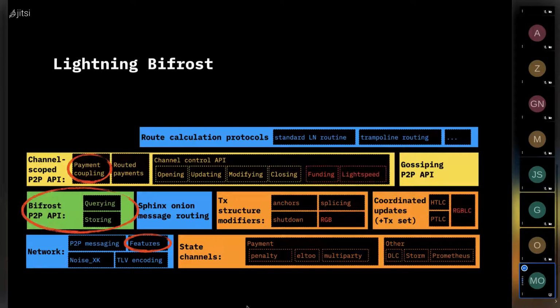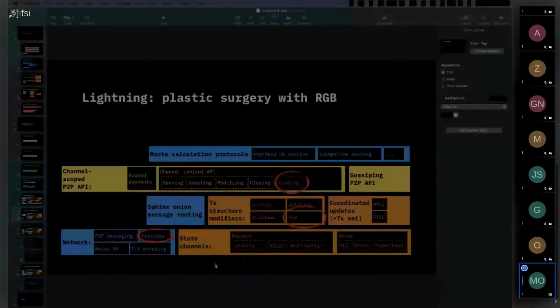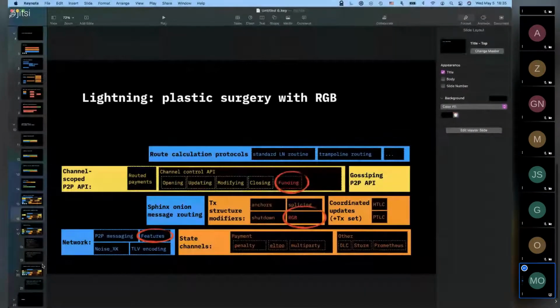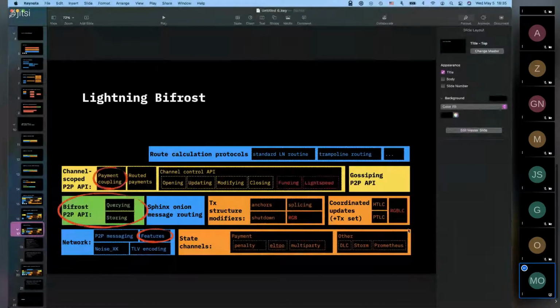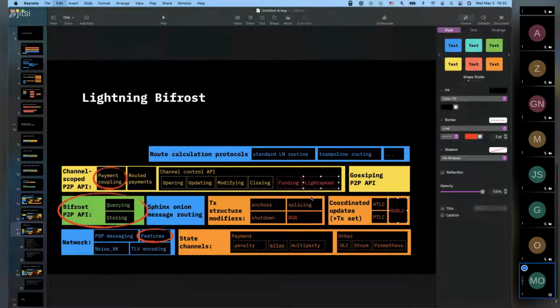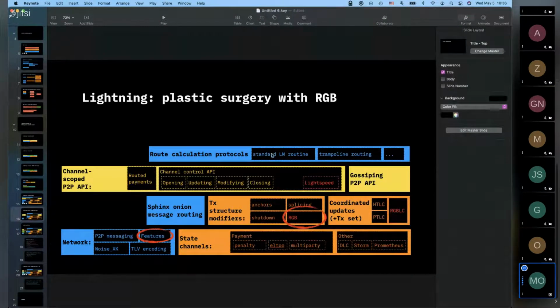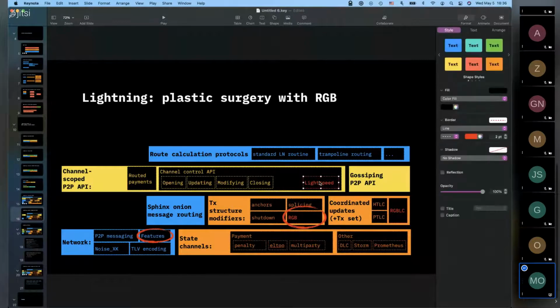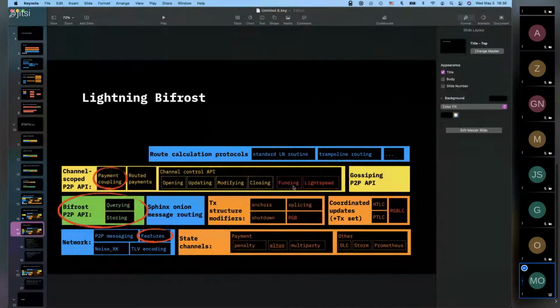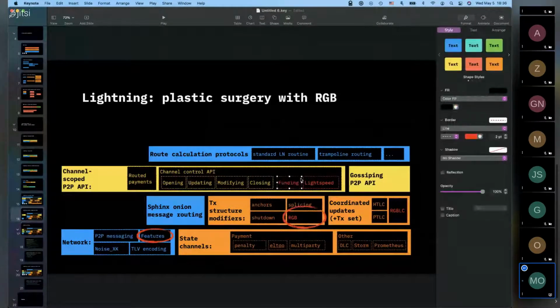Which is more advanced is Lightning Bifrost. And before moving to Lightning Bifrost, let me do another surgery right on the slide. I have to talk about Lightspeed, because it's not directly related to RGB itself, but it is very much related to other parts of DEX and Bifrost functionality. So what is Lightspeed?